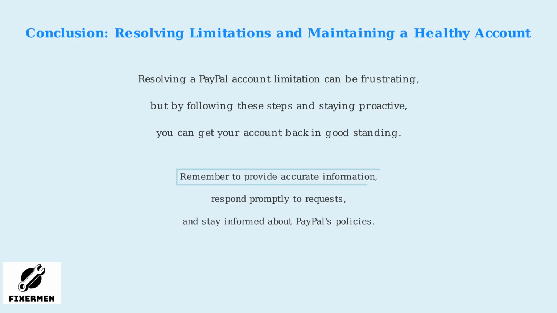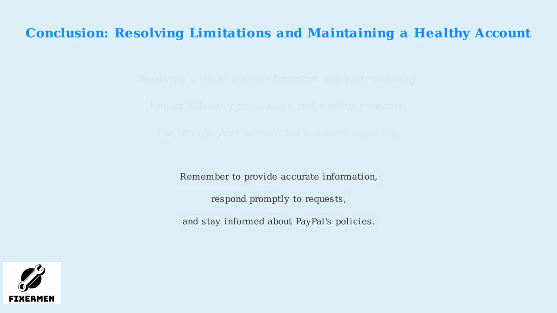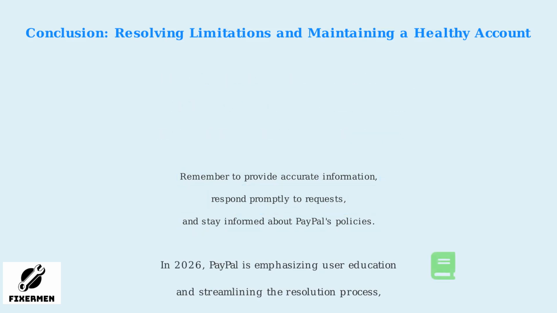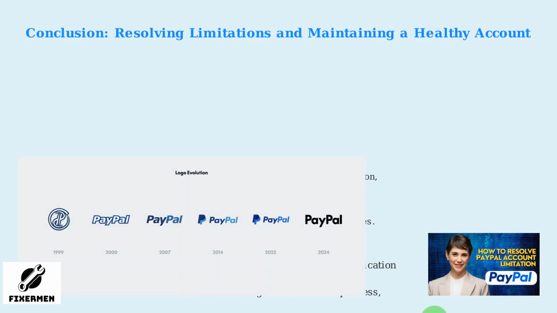Remember to provide accurate information, respond promptly to requests, and stay informed about PayPal's policies. In 2026, PayPal is emphasizing user education and streamlining the resolution process, making it easier than ever to fix limitations. PayPal's evolution and new tools are designed to help users maintain healthy accounts. Stay proactive and informed to avoid future limitations.